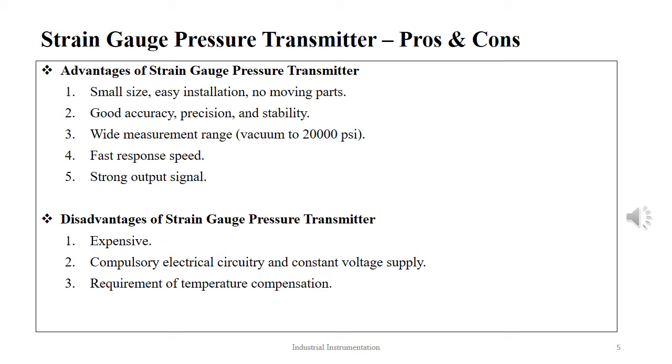The limitations of the strain gauge transmitter are that it is an expensive device, it requires a compulsory electrical circuitry with a constant voltage supply, and it requires temperature compensation for accurate measurement.